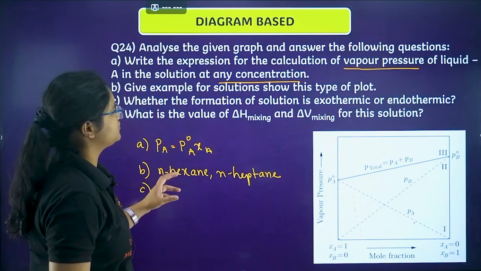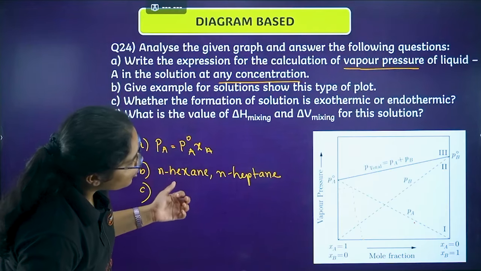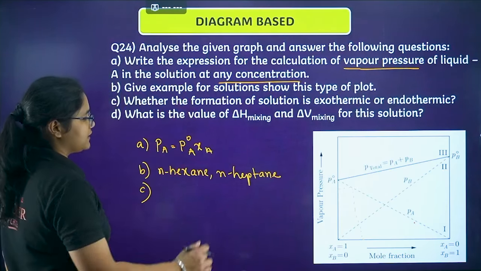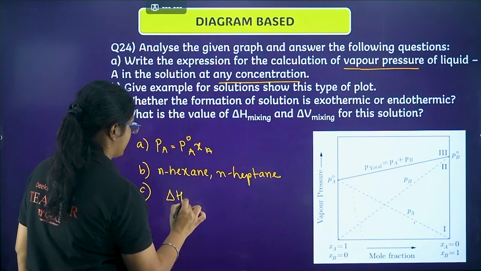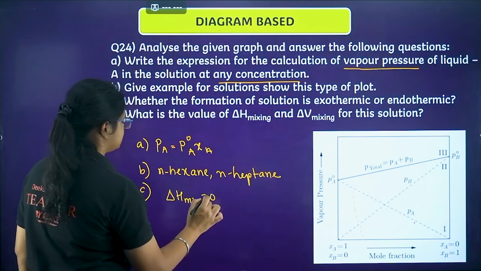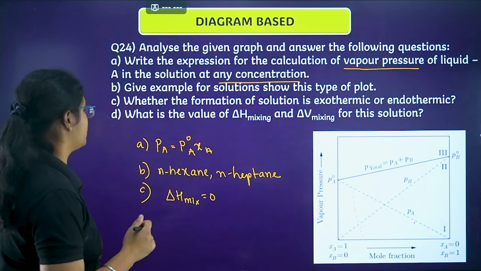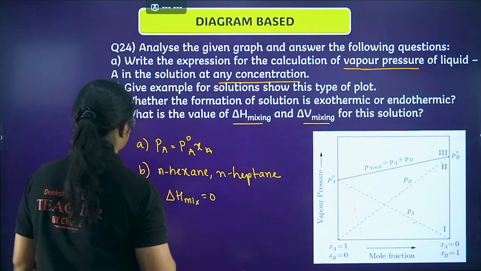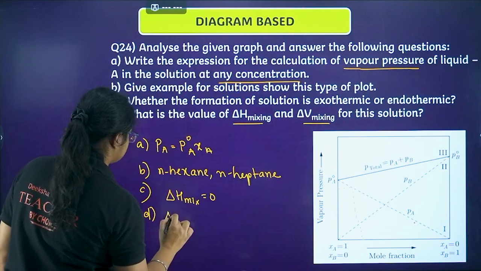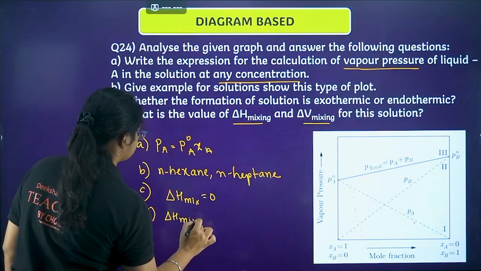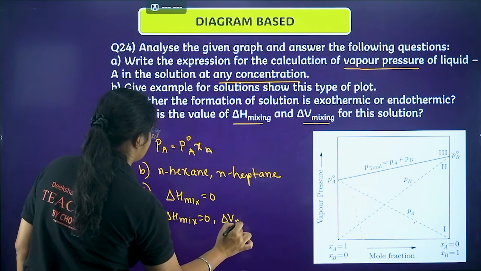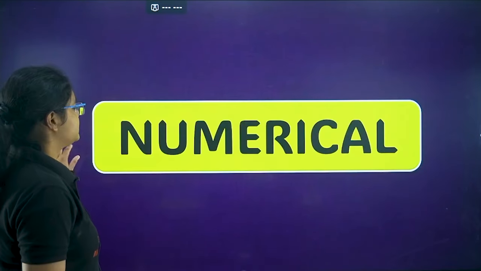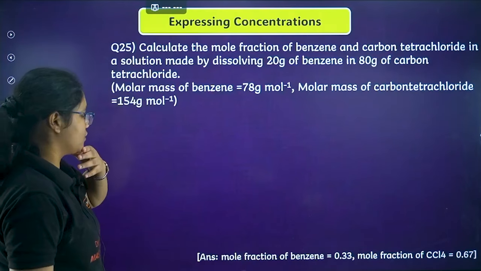Next, whether the formation of solution is exothermic or endothermic. In the case of an ideal solution, the delta H mix is 0. That means it is neither endothermic nor exothermic. What is the value of delta H mixing and delta V mixing for this solution? Yes, delta H mix is also 0 as we have just discussed, and delta V mix is also 0. Okay, clear? Next, we'll do some numerical based questions.